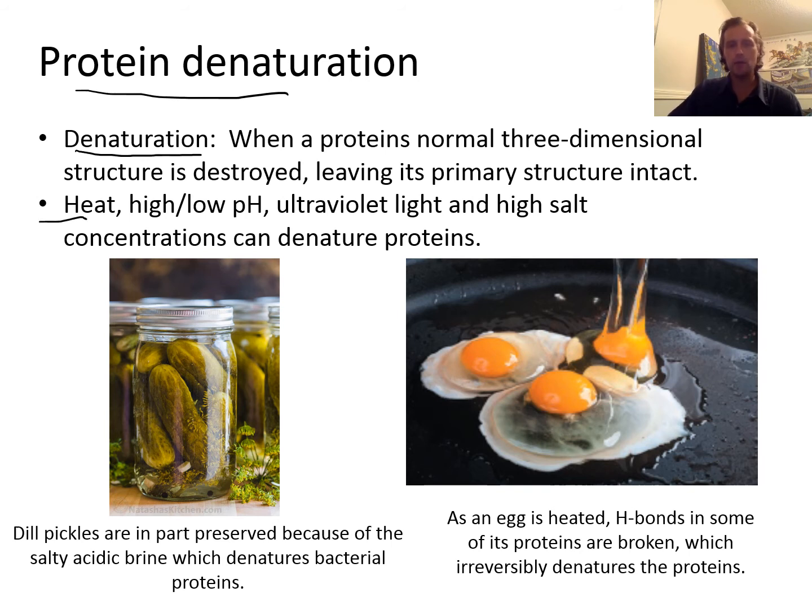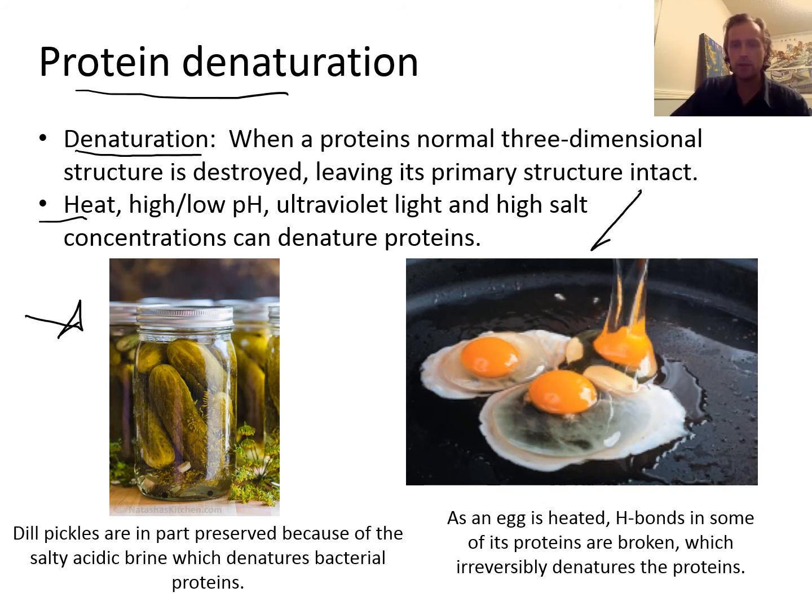Heat, high and low pH, ultraviolet light and high salt concentrations can denature proteins. Dill pickles seen here are in part preserved because of the salty acidic brine, which denatures bacterial proteins. Depending on how you made them, if you also sterilized everything, that would obviously also help keep bacteria out. That's a big part of canning as well. I like canning, by the way.